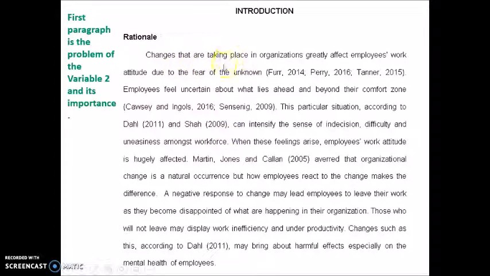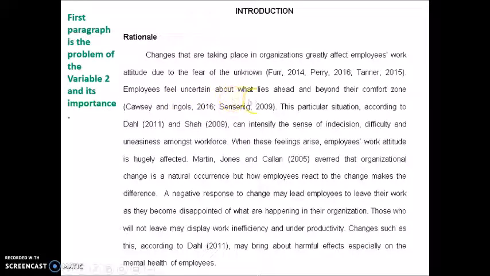Changes that are taking place. This sentence right here, or this thought right here, is not coming from the author. Okay? This might come from the author, but the author supported this with evidences. So, ang nagsabi talaga nito na ang change daw in an organization nakaapekto sa empleyado, sa attitude ng empleyado towards work because of the fear of the unknown, ito siya ay sinabi or na-mention nina Fur 2014, Perry 2016, Tanner 2015. Okay?